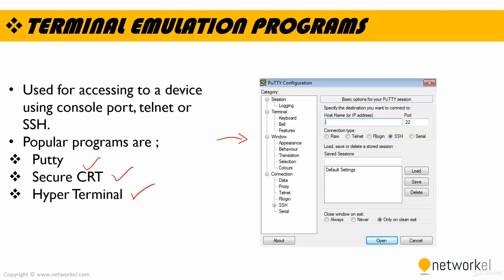For example, if you want to connect to a device using an SSH session, you choose SSH and you type the host IP address in this area, for example, something like that. And when you click open, you open your SSH session. If you want to connect via Telnet, you choose here. If you want to connect to a console port, you should choose this serial connection.